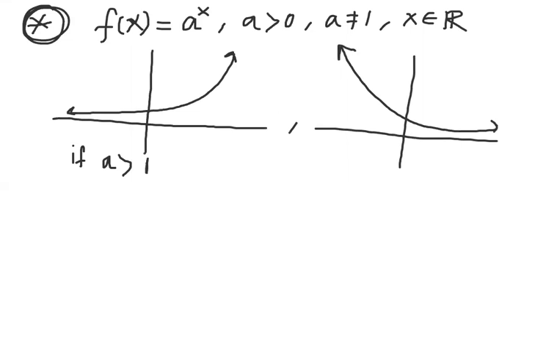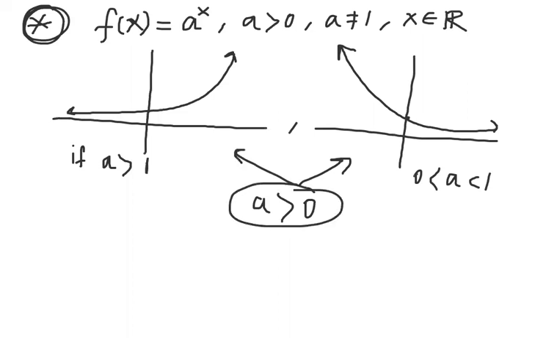Go back to the example. If a is between 0 and 1, and we know a is greater than 0 for both of them. So again, this is the rule for graphing. If a is greater than 1, the graph looks like that. If a is between 0 and 1, it looks like that.